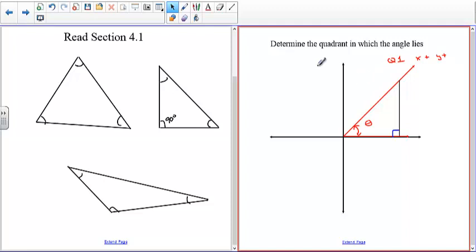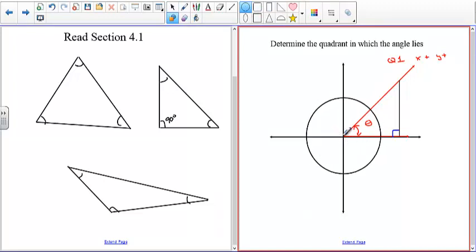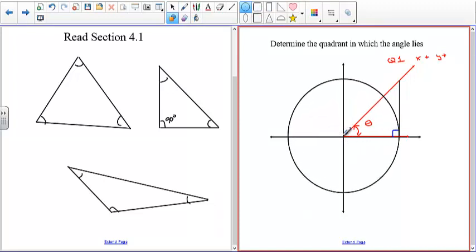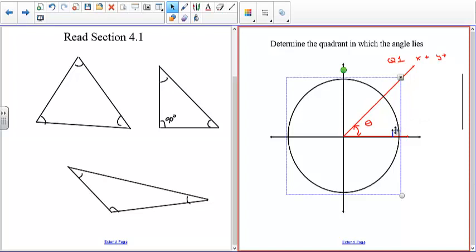Now, another way of defining an angle is to draw a circle with the origin being the center of the circle. And instead of thinking of this as a right triangle situation, we think of it as a part of this circle. So I'm going to move this out of the way and get rid of this little right angle thing.